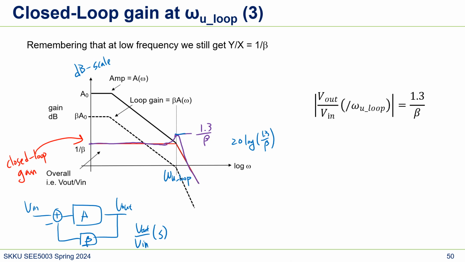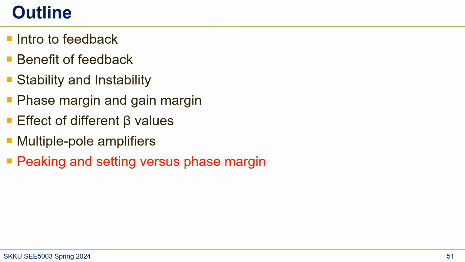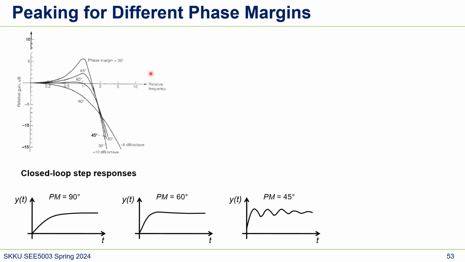So we can say that they have peaking by 1.3. So why does that peaking matter? Here I brought some images that depend on the phase margin, showing how much peaking they have. What we calculated was 45, right? This one is 45, and then we got some peaking. We can actually calculate this peaking. That peaking goes to 1.3 beta, right?